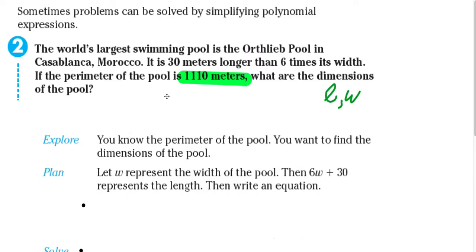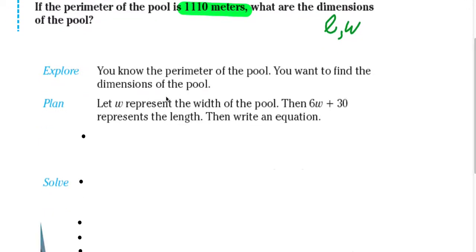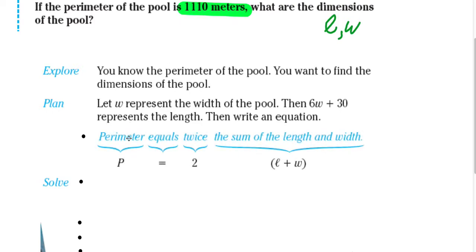And it is assumed in this problem that we know the formula for perimeter of a rectangle, because the pool is obviously a rectangle. So the formula is P equals 2 times the quantity L plus W. So this is now the perimeter formula for a rectangle.